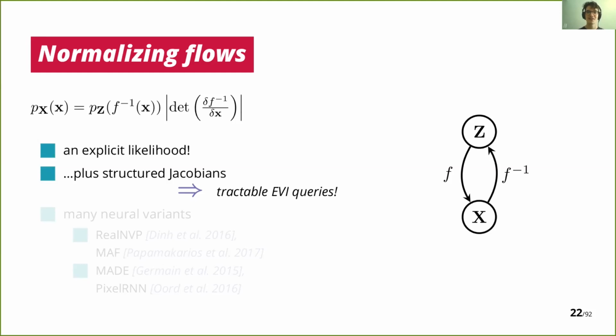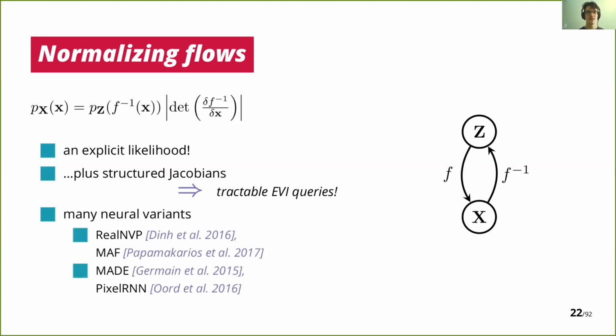So we found the first model class that might be usable for our purposes. And this has been used a lot in the recent literature. There are lots of variants of this, including also autoregressive models.